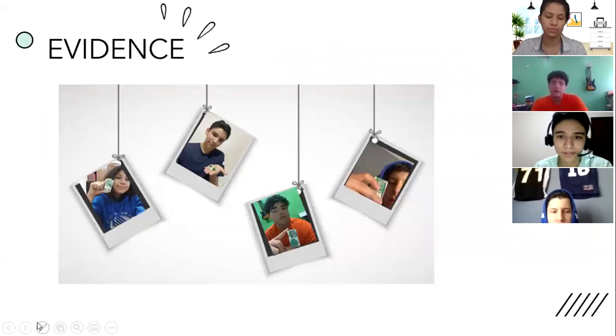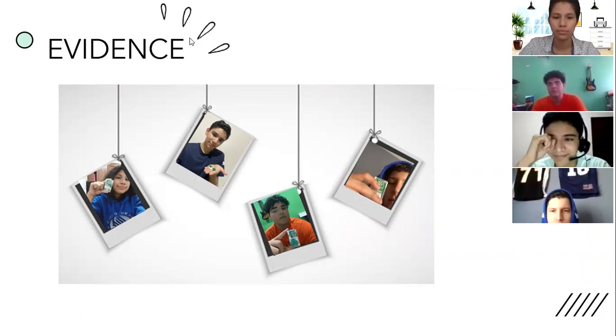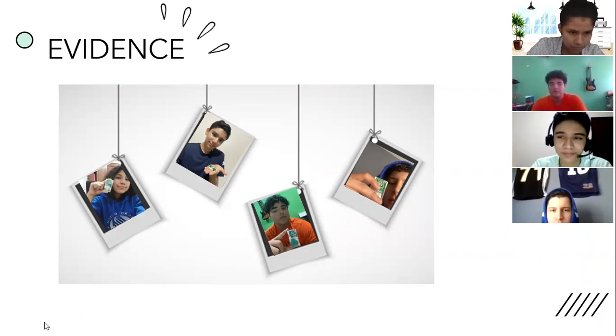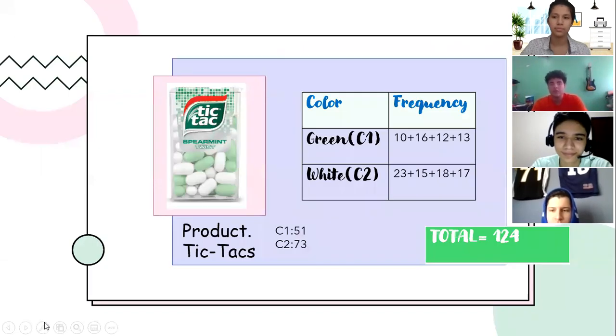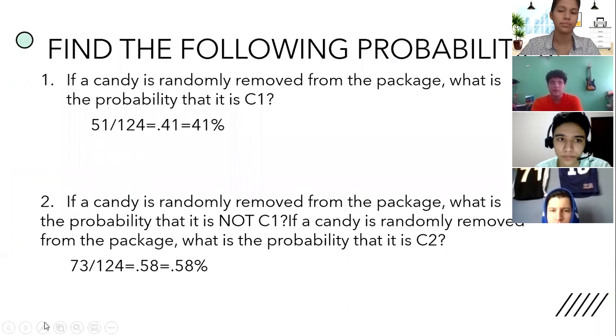Here is the evidence of our photos with the candies. And this is the information we collected from each one. We have the total amount of candies, which is 124, and C1, which was 51, and C2, which was 73. And we will resolve the following problems.